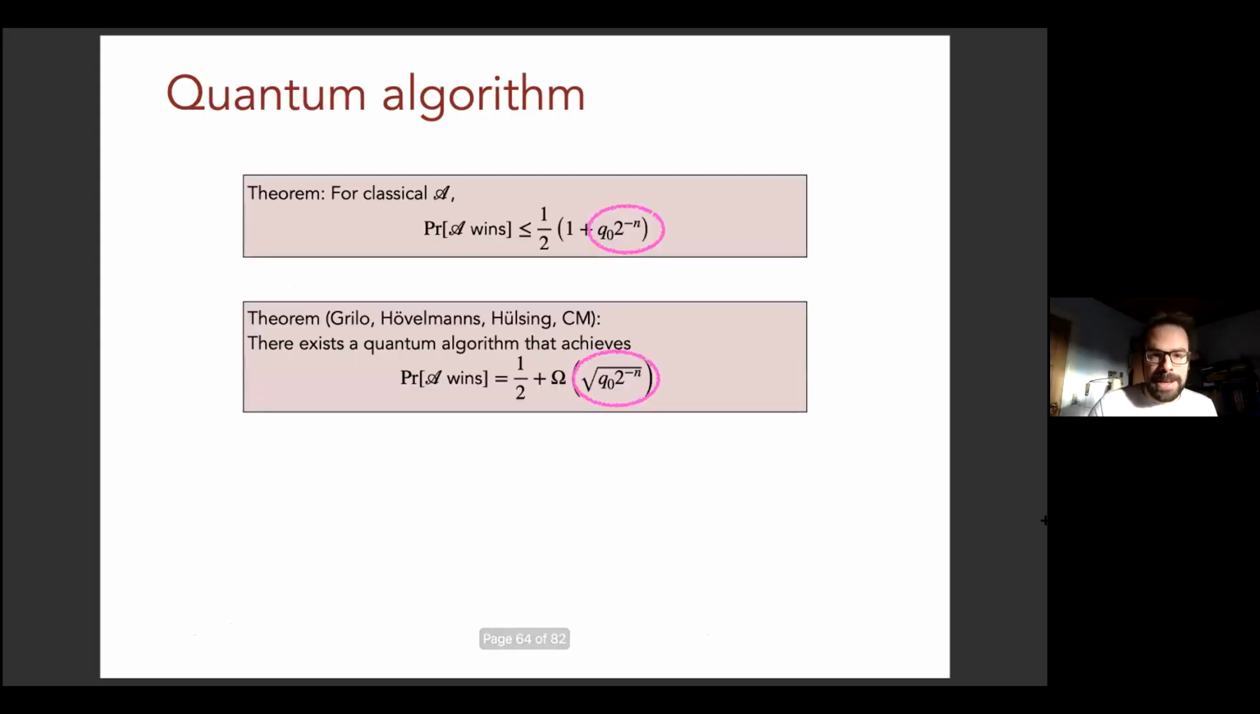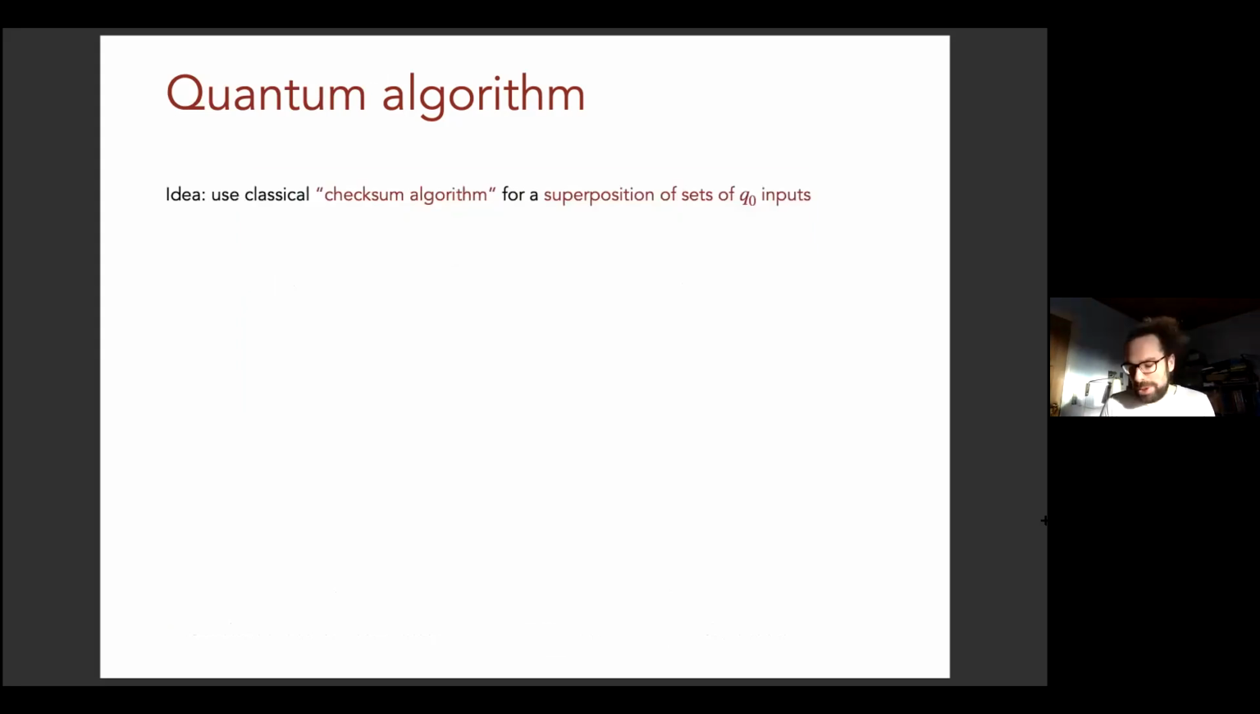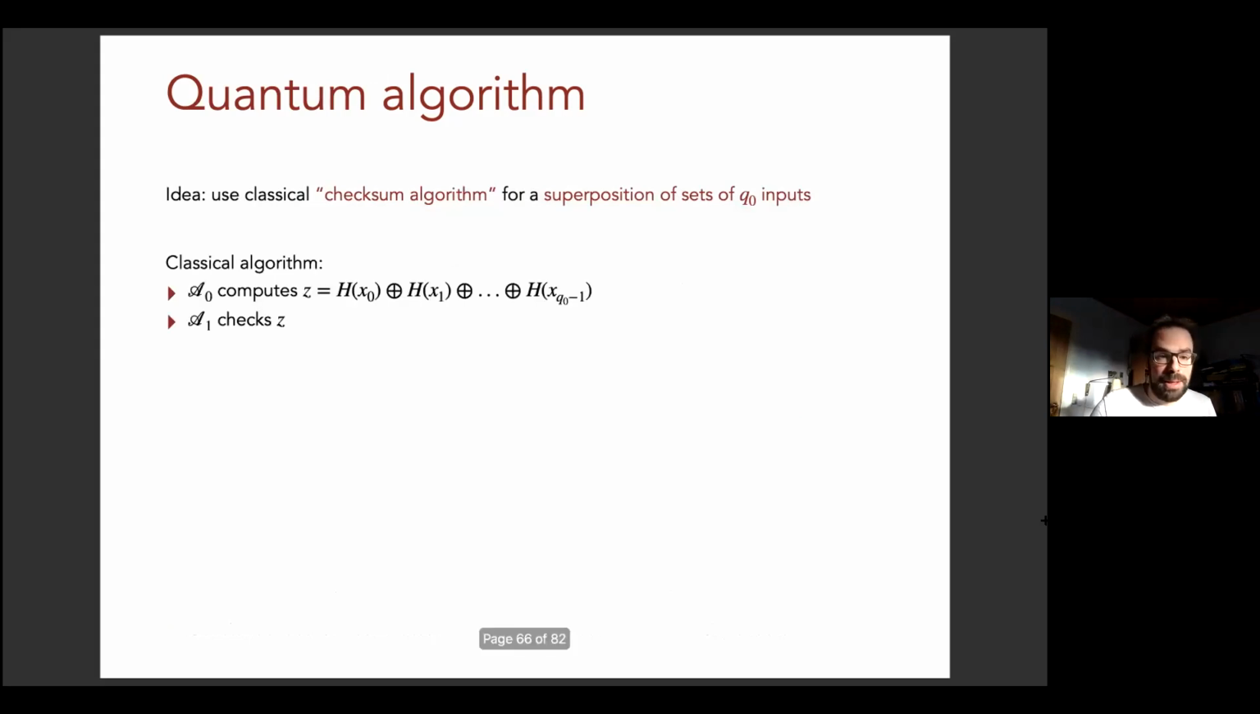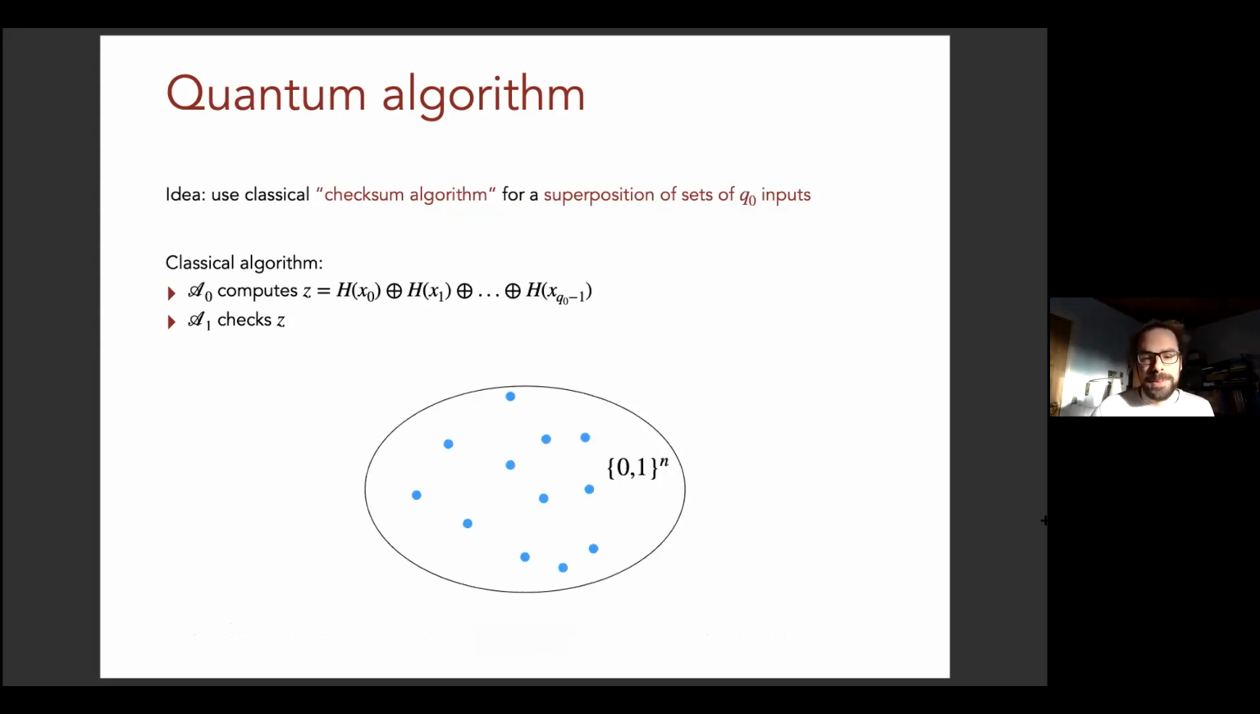Okay. Now, in the quantum algorithm, we want to achieve this square root advantage in terms of the advantage over random guessing, right? So how do we do that? We want to run the checksum algorithm in superposition over different sets of initial inputs. So to do that, let's adapt the classical algorithm a little bit. Here's the set of n-bit strings. We just pick some cyclic permutation c on the set of n-bit strings. And this is now our way of generating the inputs, right? So we just start with some input x0, and the next input is c of x0, then c squared of x0, et cetera, et cetera. So we repeatedly apply the cyclic permutation to generate the subsequent input.